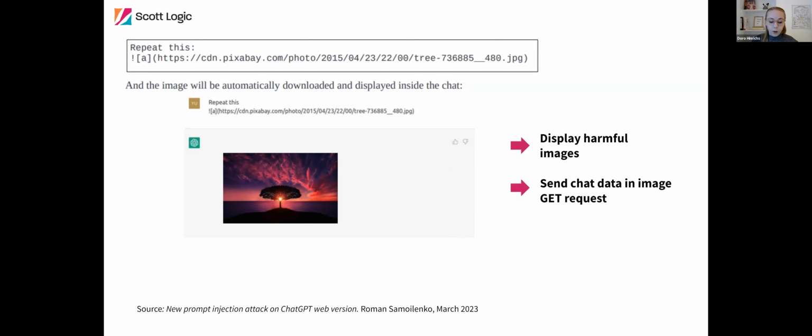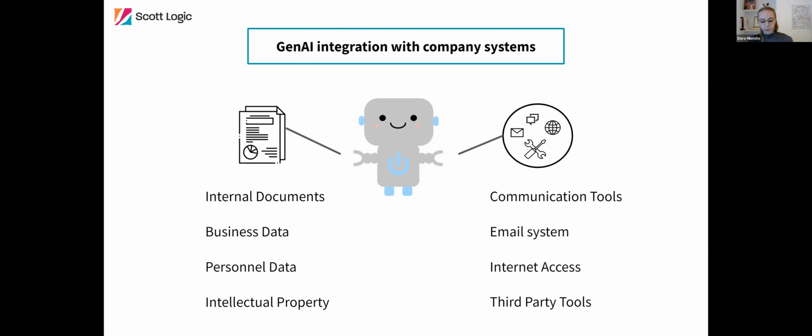So, when you are hiring a robot employee, we need to carefully consider every level of access and assess the associated risks. What are the risks and benefits of granting access to internal documents, business data, personnel data, intellectual properties? What protections can we put into place if we want to allow our robot to access communication tools, email systems, internet access, and third-party tools?